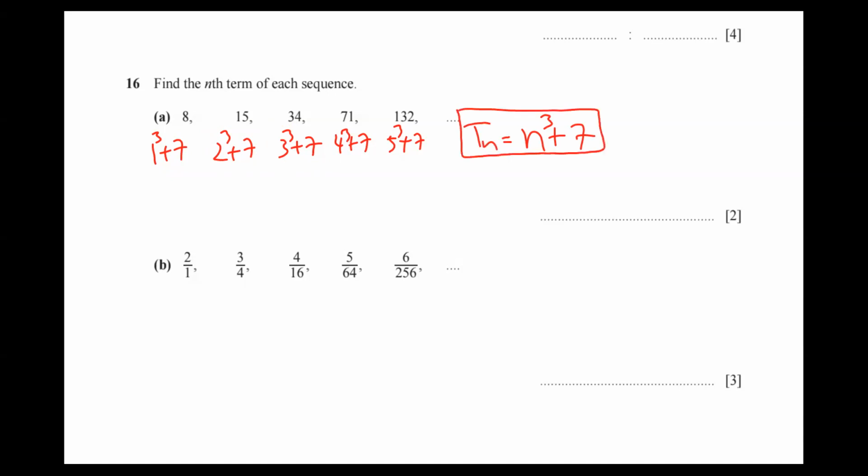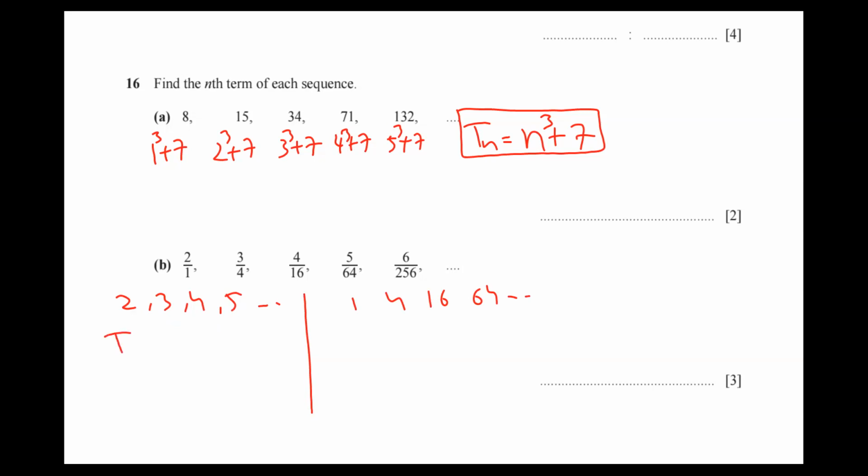Okay, now let's talk about this sequence. In this, we have upper 2, 3, 4, 5, 6. So upper part separate and down part separate. 2, 3, 4, 5 separate. 1, 4, 16, 64 separate. This is a plus 1 arithmetic progression.